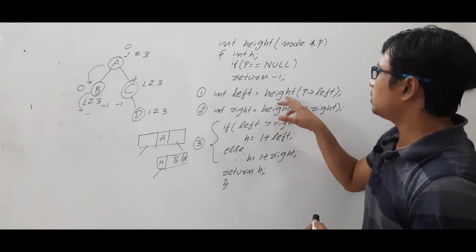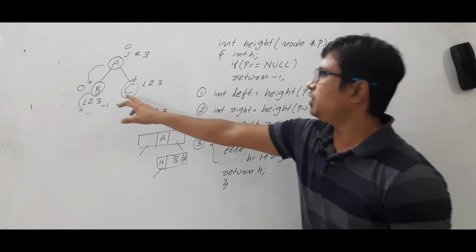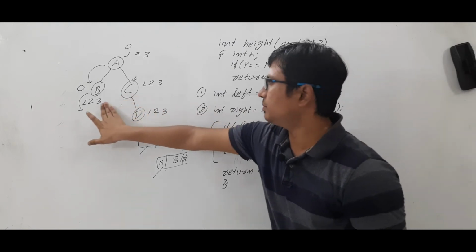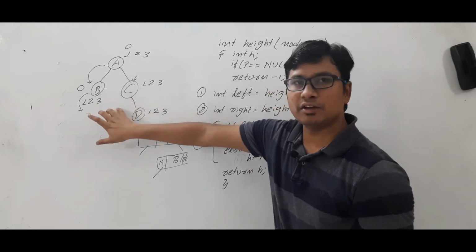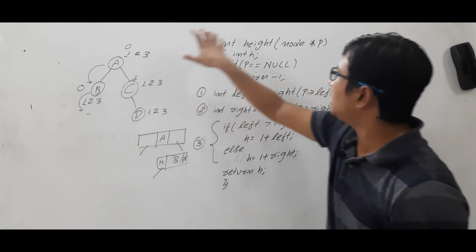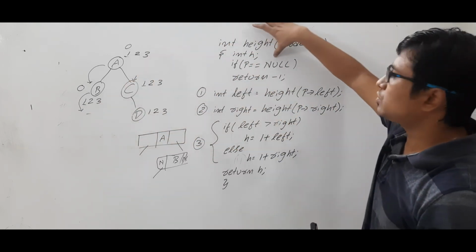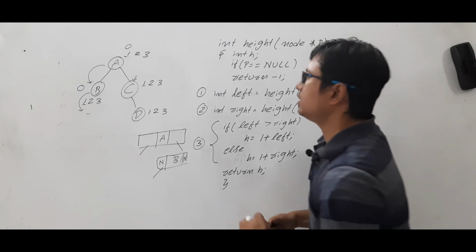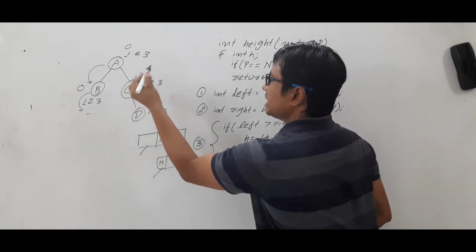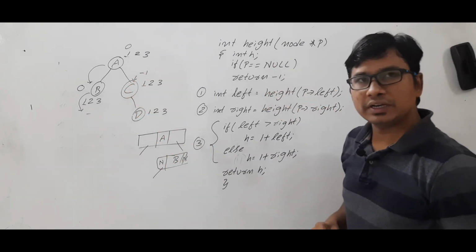int left is equal to h of p of left. P of left is null. Okay, let me erase this one because it does not have the left subtree, so it is equal to null. So p is equal to null will be satisfied. So you will get a return value of -1. Are you able to understand it or not?